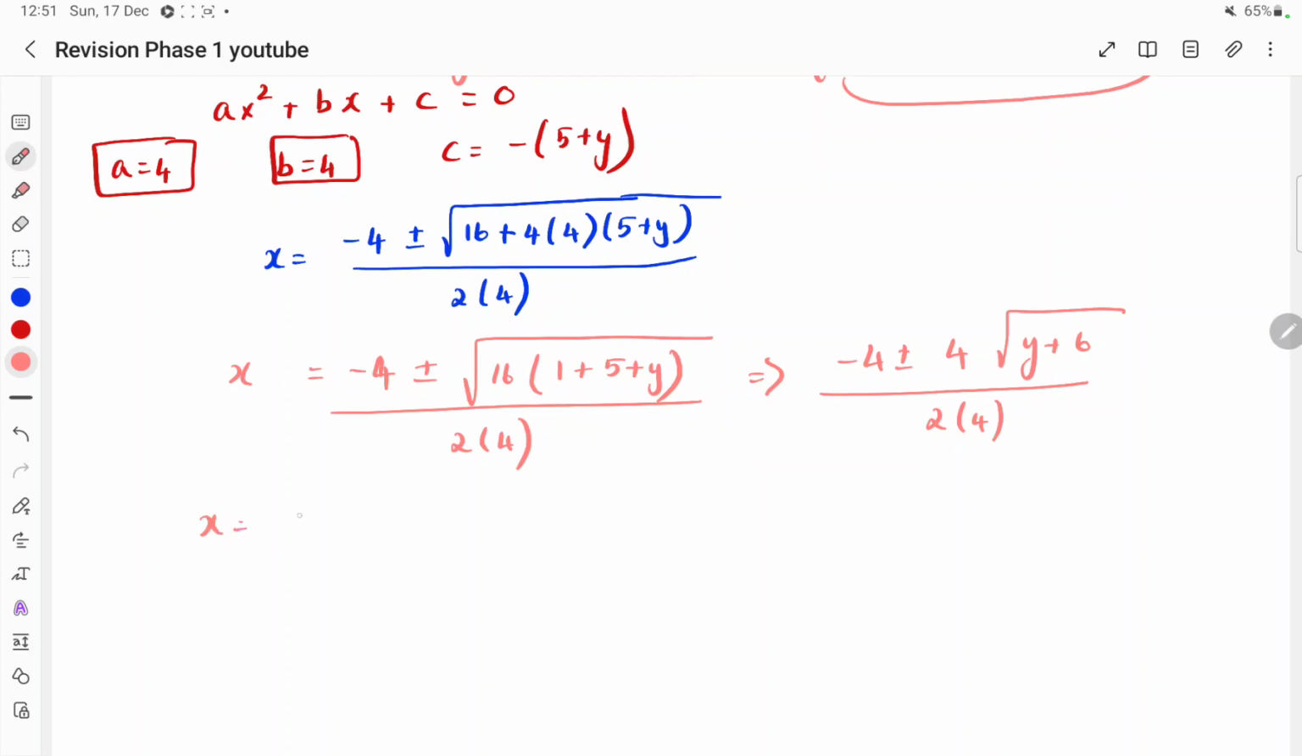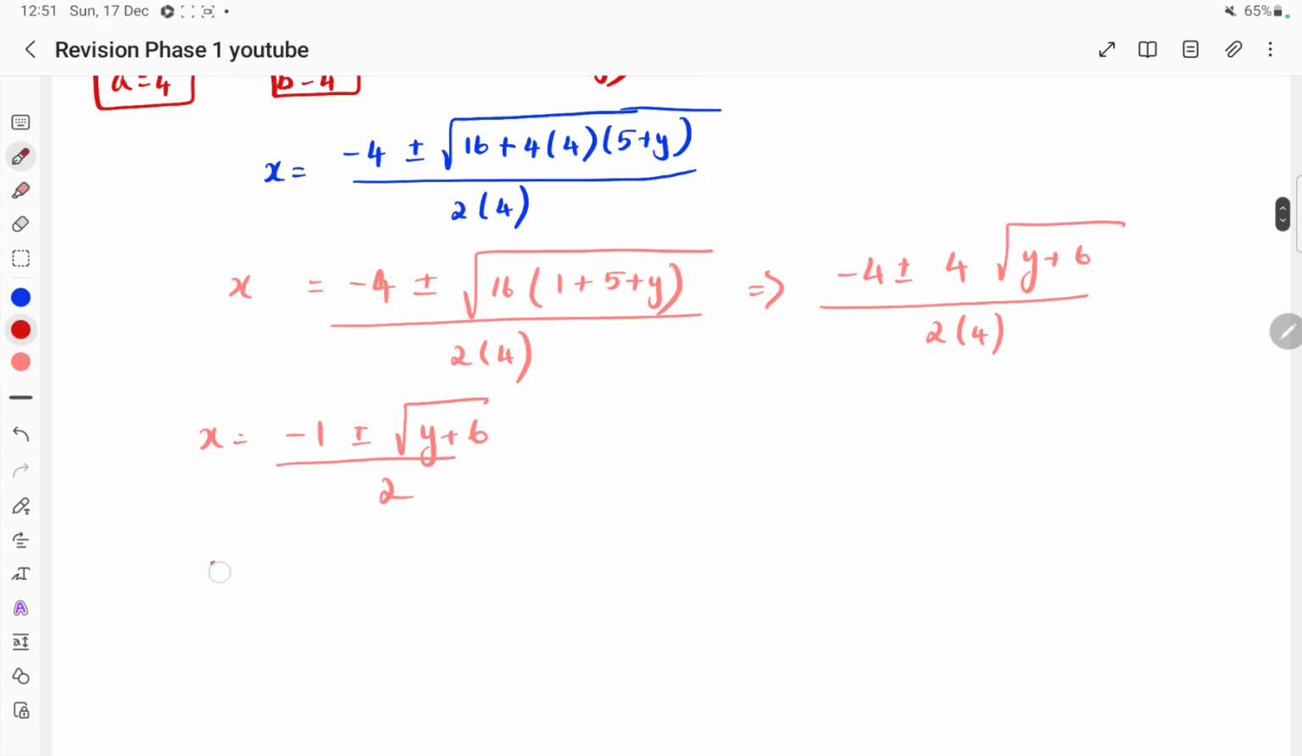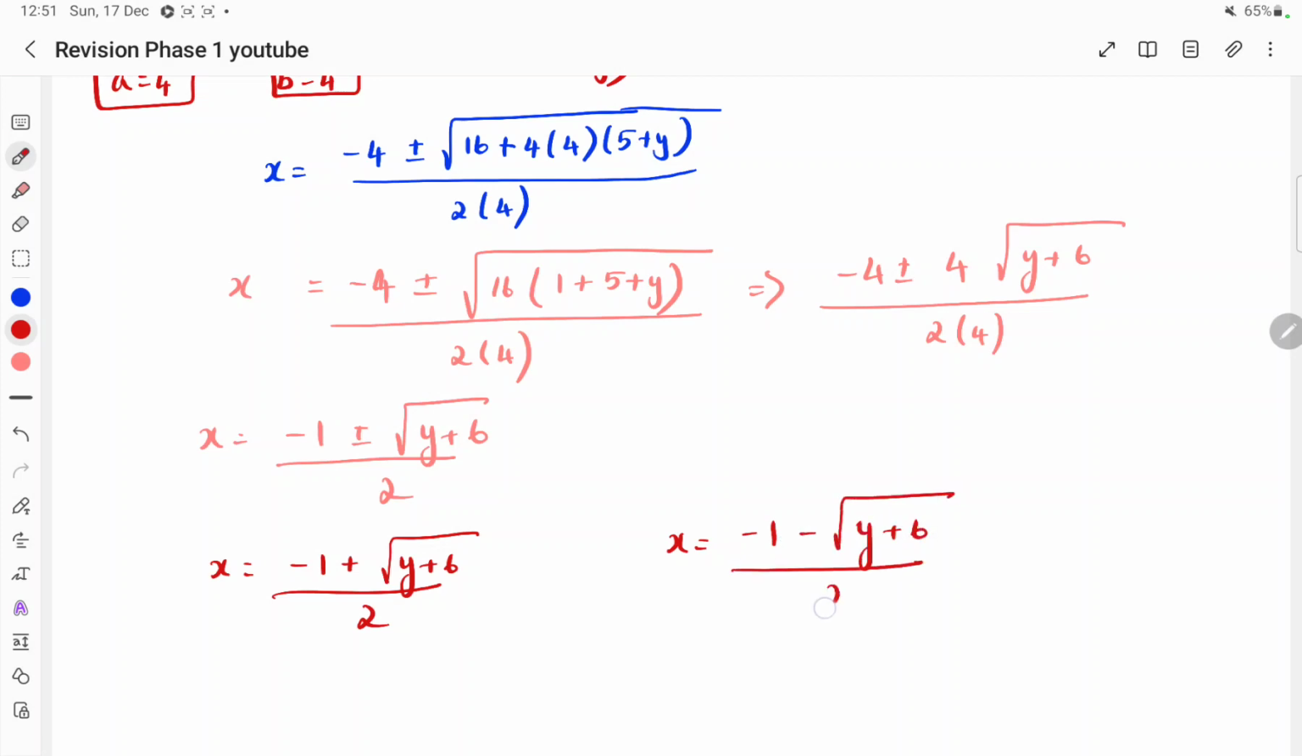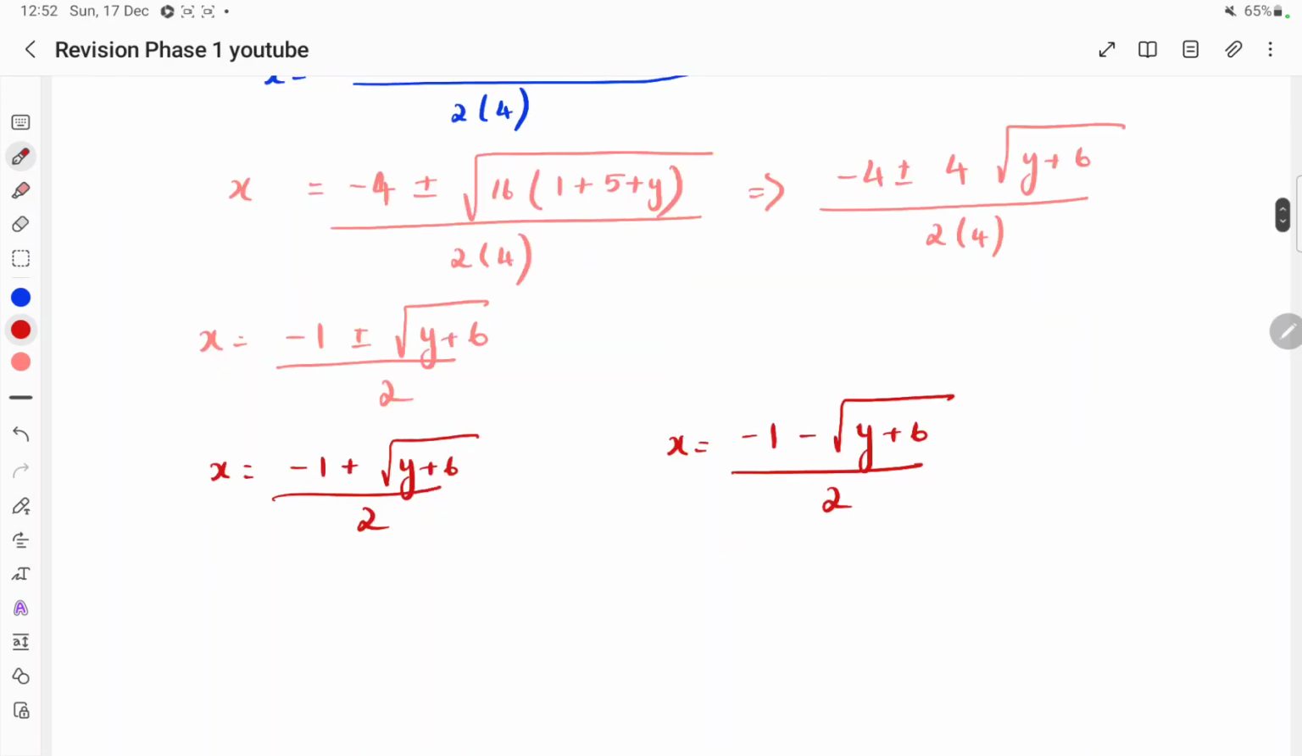So x will be equal to minus 1 plus or minus root of y plus 6 divided by 2. So which means now x will be equal to minus 1 plus root y plus 6 by 2. Next, x will be equal to minus 1 minus root of y plus 6 by 2. We have two values for x. See here, this value is not possible.